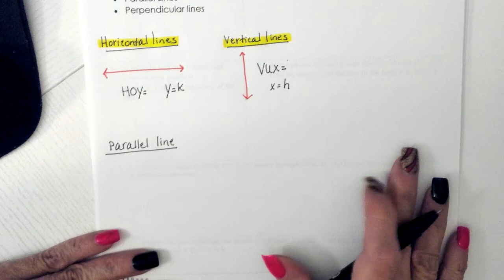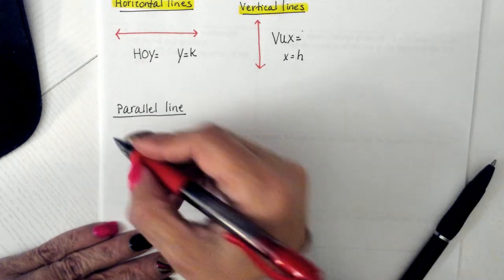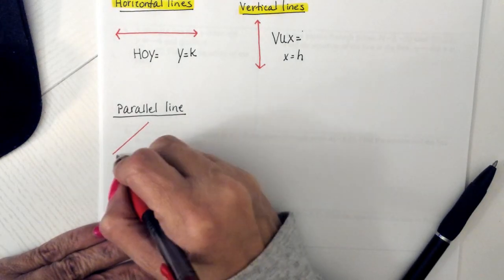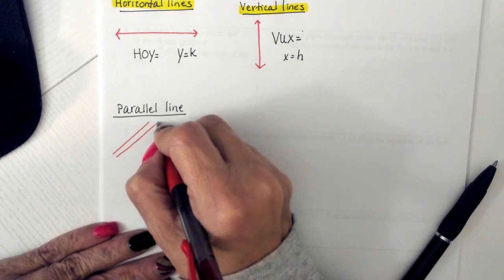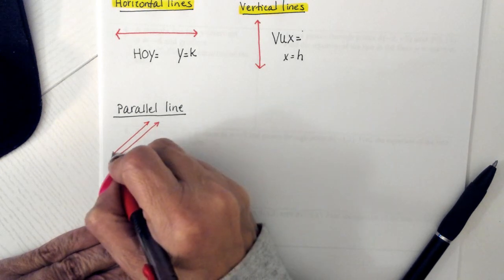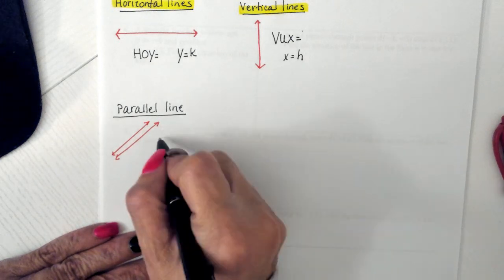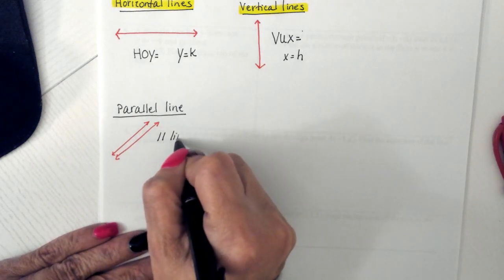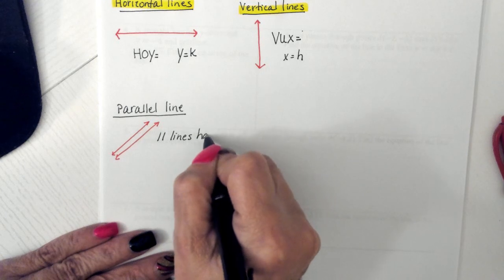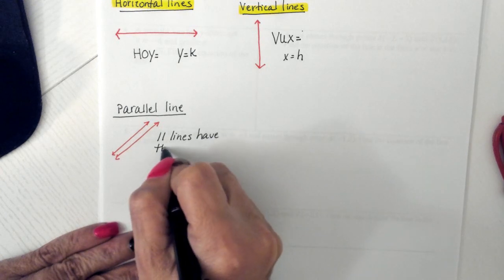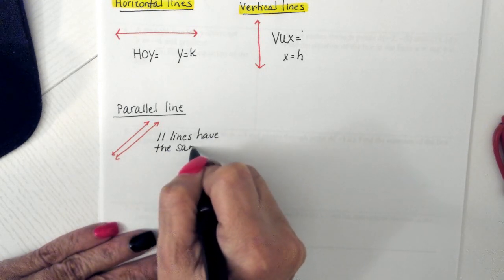If you remember, parallel lines look like this. Parallel lines never ever touch, right? Do you remember what's the same on parallel lines? Well, parallel lines have the same slope.